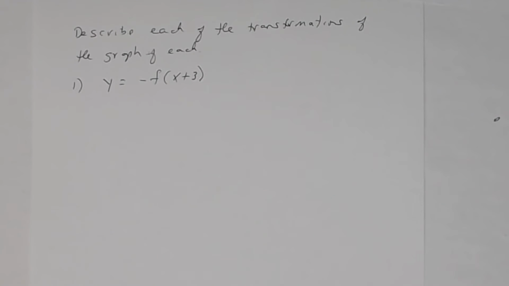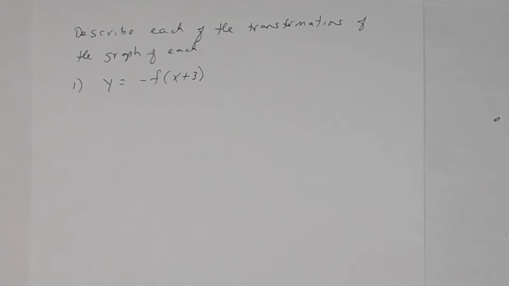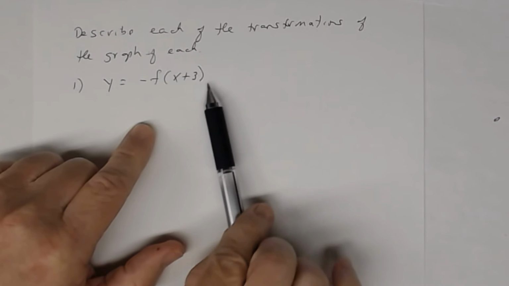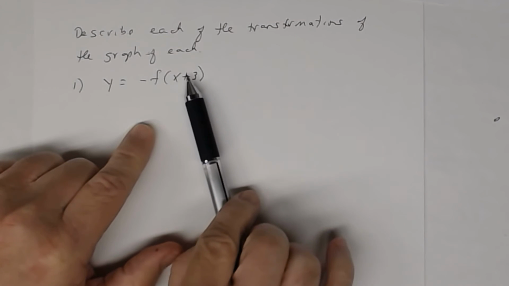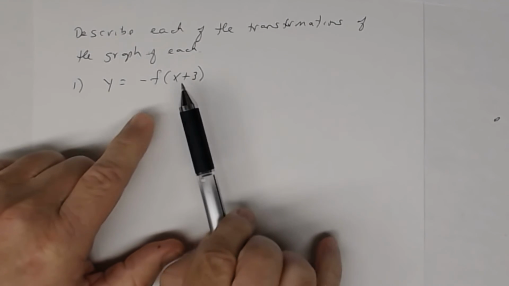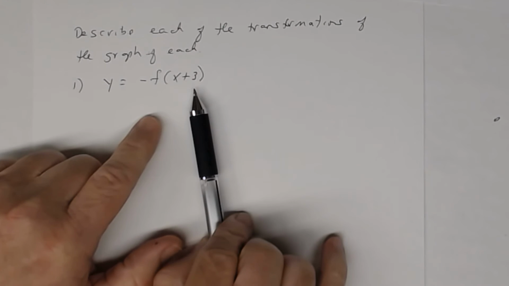Okay, so for each of the following that you're going to see, we're going to describe the transformation or transformations of the graph of each of the functions that you see. All right, so now remember, we already talked about horizontal shifting, and we talked about vertical shifting. So you're going to see those problems as well in here.